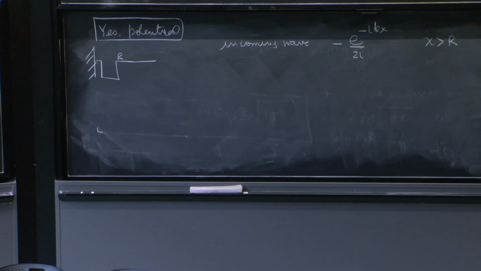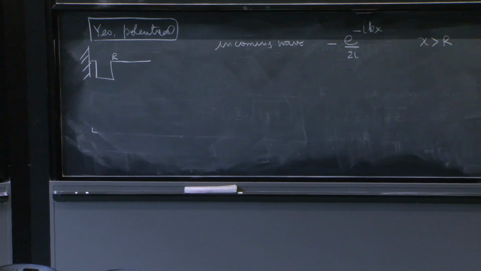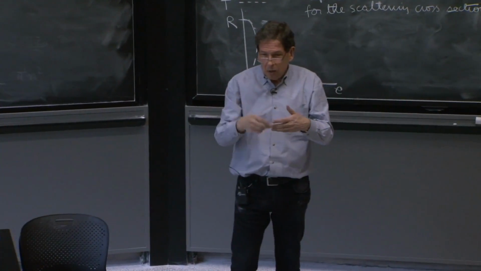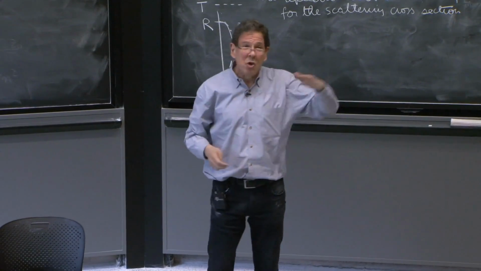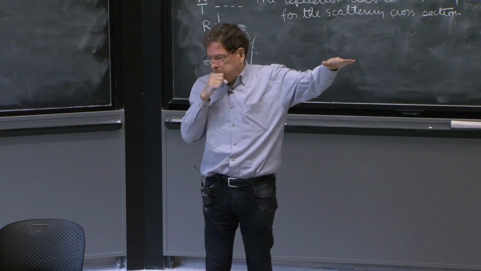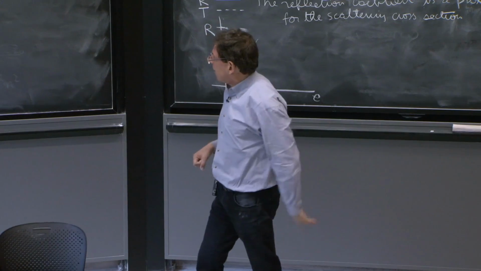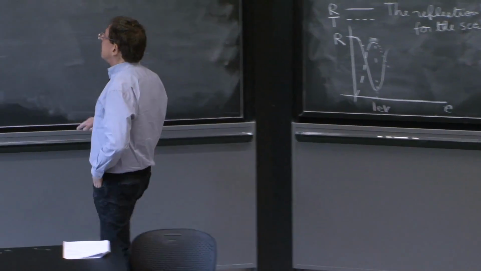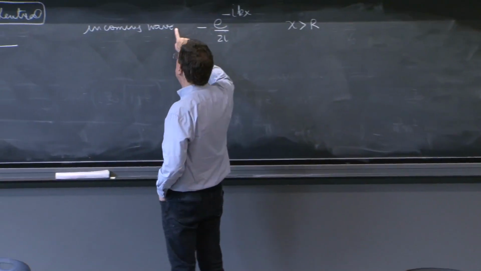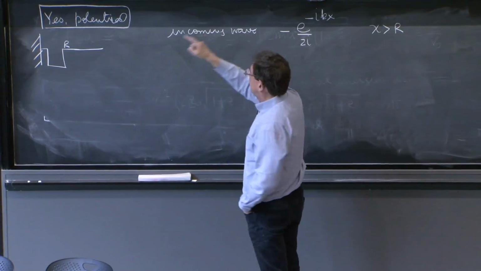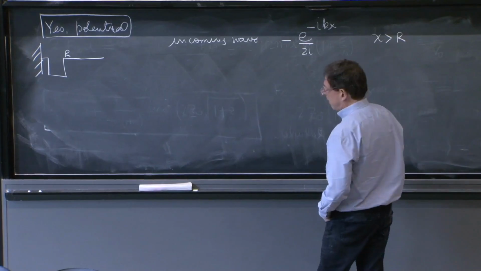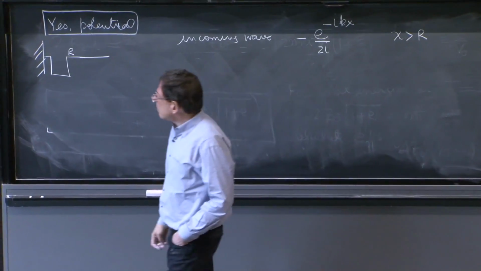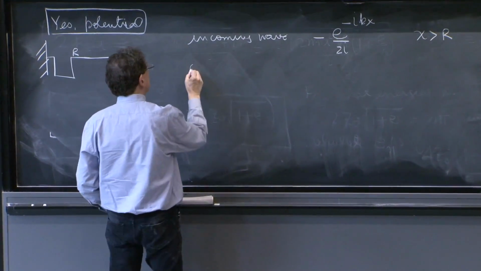Otherwise, this is not a solution. You see, in the region where the potential really exists, where it goes up and down, you don't know the solution. It would take solving the Schrödinger equation. You know the solution where the potential is 0. So yes, this incoming wave is a solution of the Schrödinger equation in this potential when x is greater than r. And how about the outgoing wave?